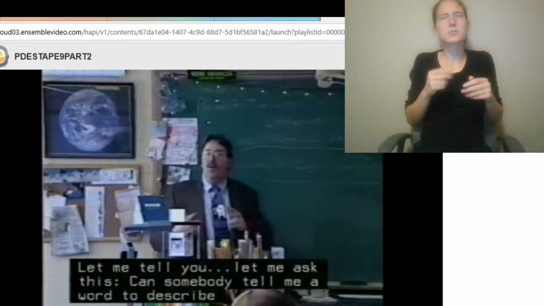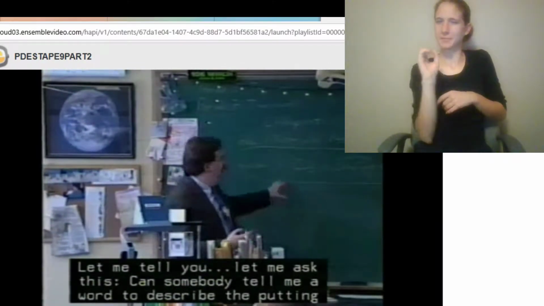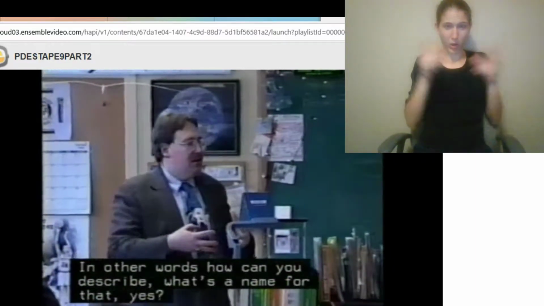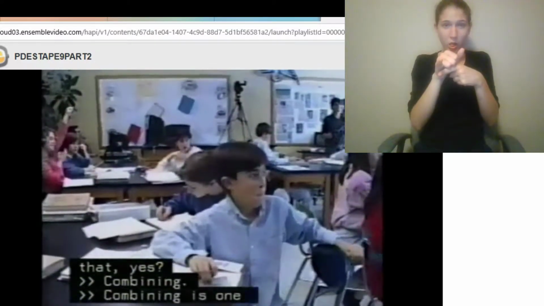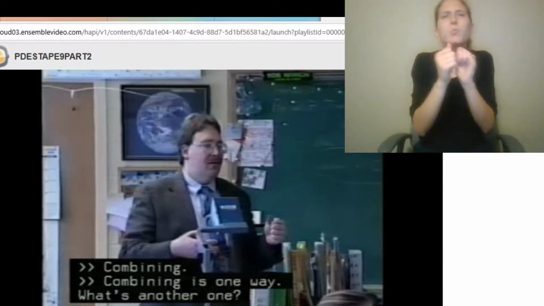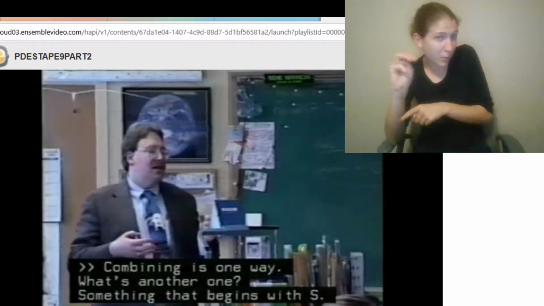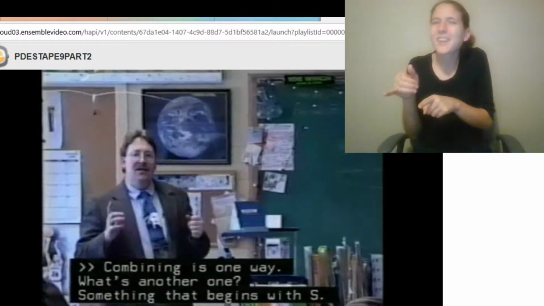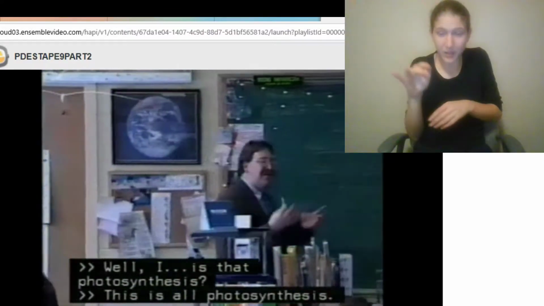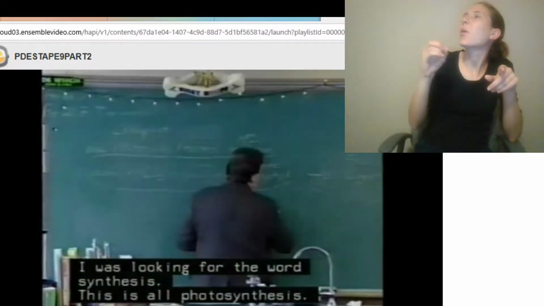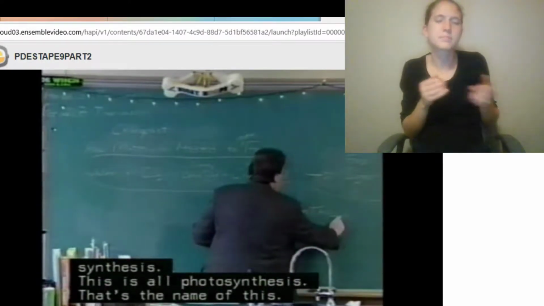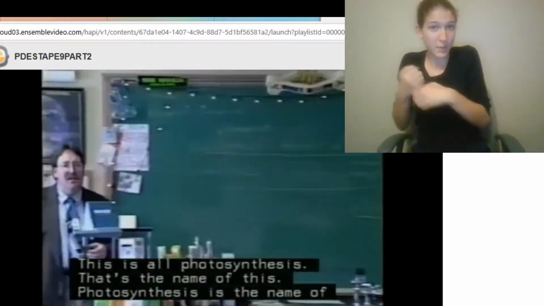Can somebody tell me a word to describe the putting together of things? In other words, what's a name for that? Yes? Okay, combining is one way. What's another one? Something that begins with S. Jen? Yes, I was looking for the word synthesis. Okay, this is all photosynthesis. That's the name of this. Photosynthesis is the name of this process.